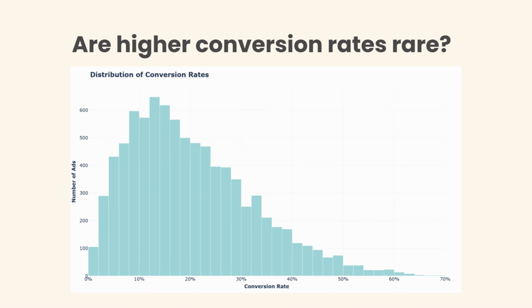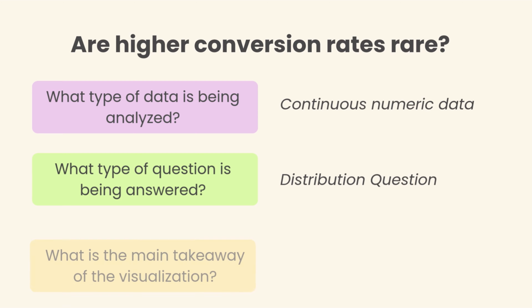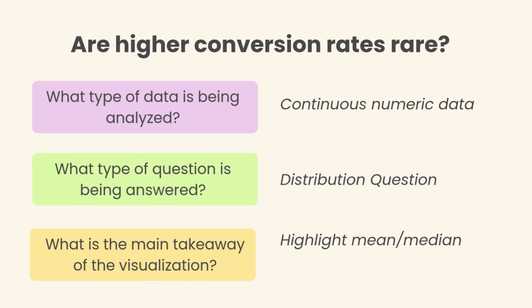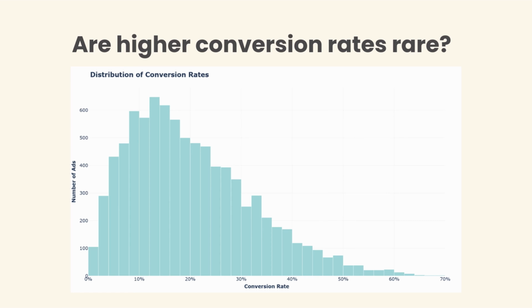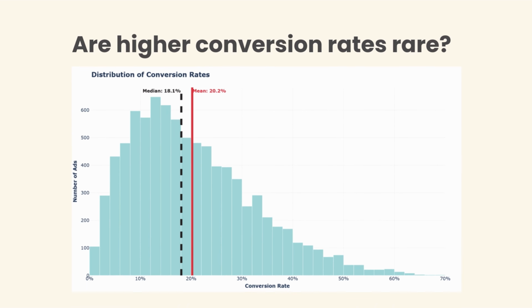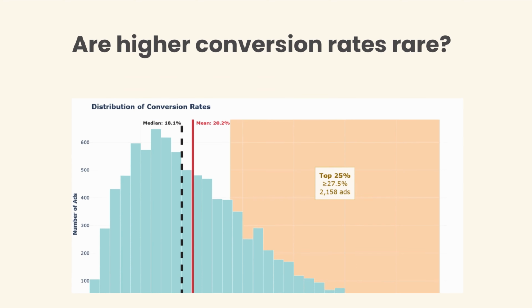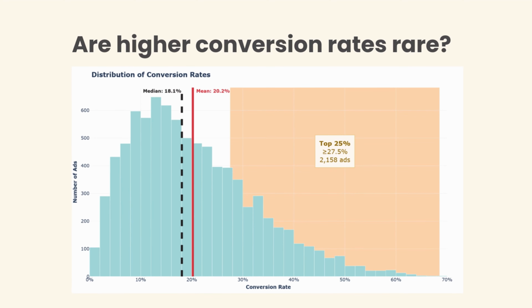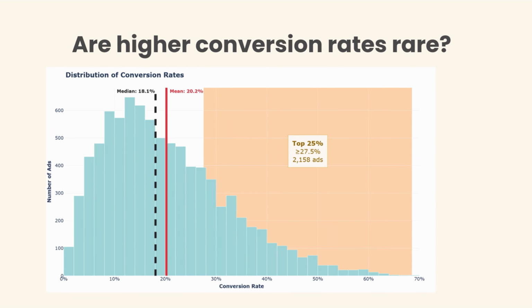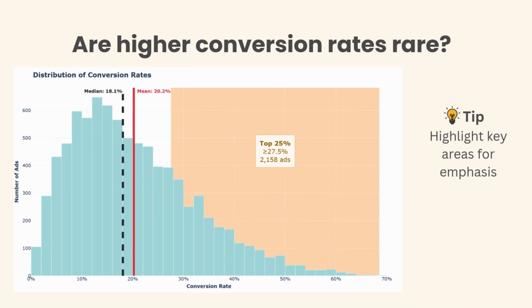Now, when we think about the main takeaway, we do want to highlight what the mean and median of this distribution is. So adding a line for both of those stats would be very helpful here. It would also be good to show where the top 25% of conversion rates lie. So in our data set, the top 25% of conversion rates are above 27.5%. So highlighting that on the chart would make our point even more effective as well. Overall, people tend to notice visual cues, so it's always good to use colors to highlight key areas.